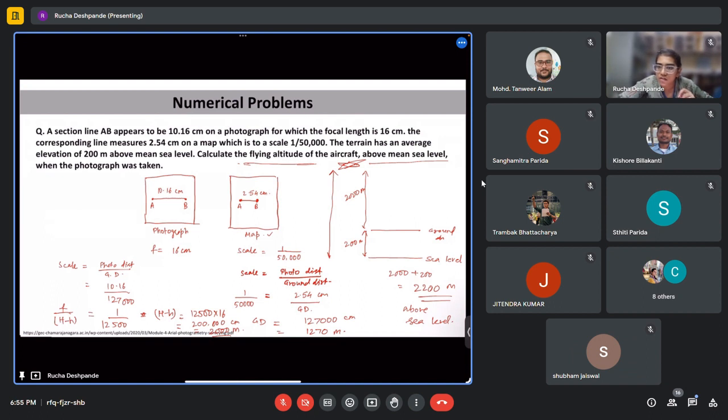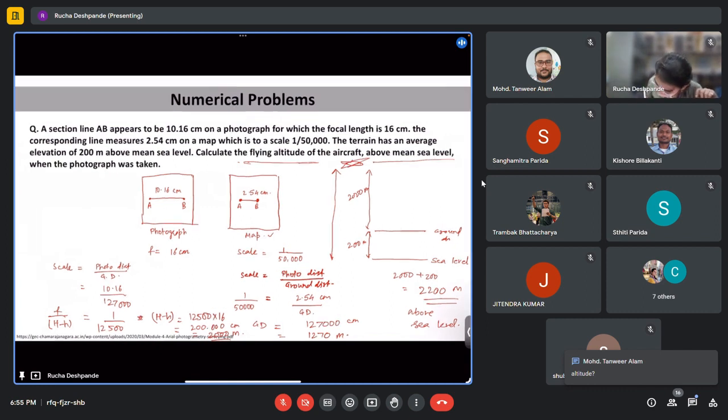So are you getting the height 1270? So this 1270 meters is actually the ground distance between point A and B. So this distance between point A and B is 1270 meters on the ground. So it is not the vertical distance, right? Yeah. Okay.